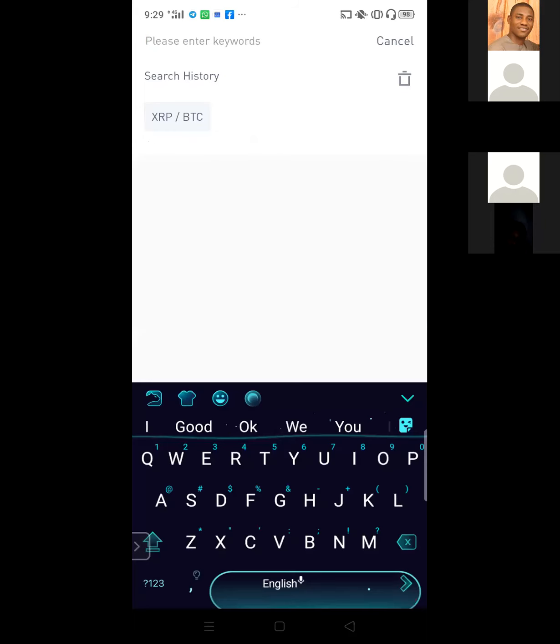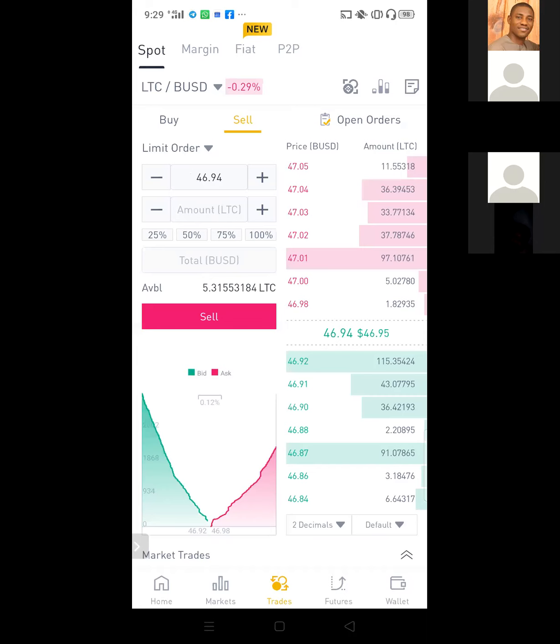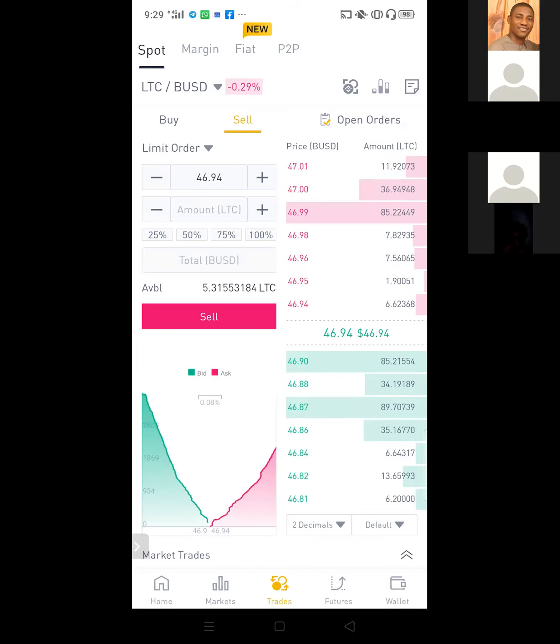LTC against BUSD. All right, so it brings us here. Now, our Litecoin, we are saying when our Litecoin gets to a certain amount, take it to stable coin. Currently the price of Litecoin is $46.94, and we want to sell. We want to tap on that beside limit order. Tap on that little arrow.